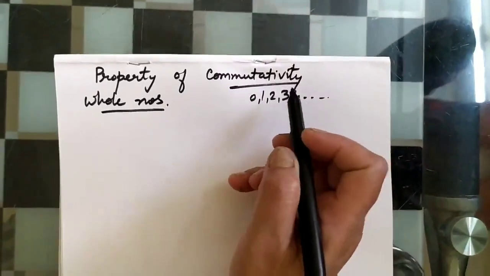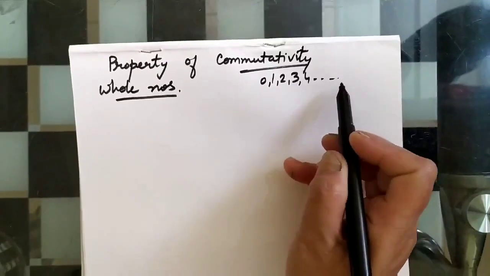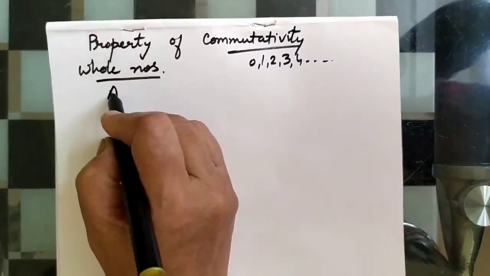Property of commutativity for whole numbers. We know that whole numbers are from 0, 1, 2, 3, 4 up to infinity. Now let us see for addition.